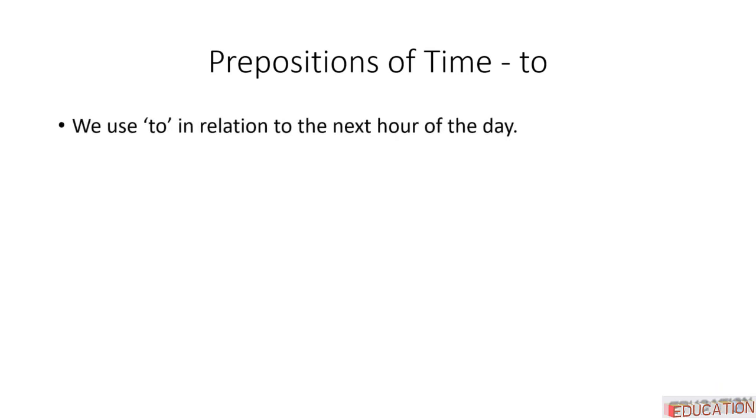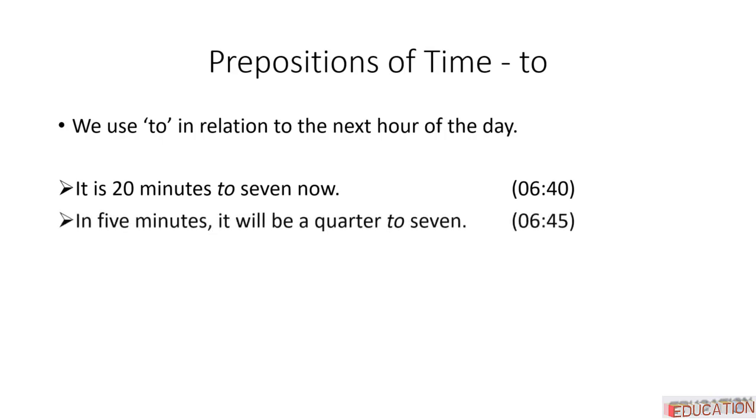So the last two are referring to telling the time, and we use to when we're talking about how long it is until the next full hour. So it is 20 minutes to 7 now, i.e. 6:40. In 5 minutes, it will be 6:45, i.e. 6:45.